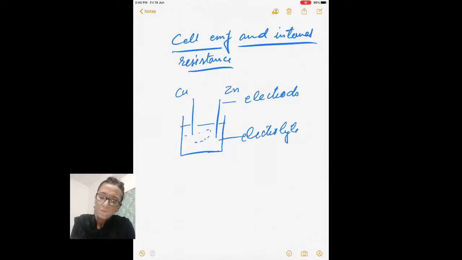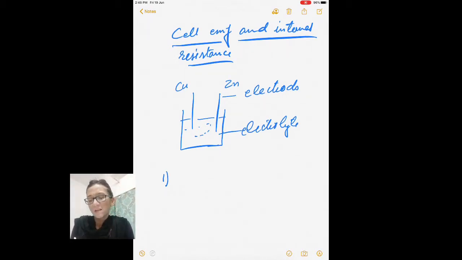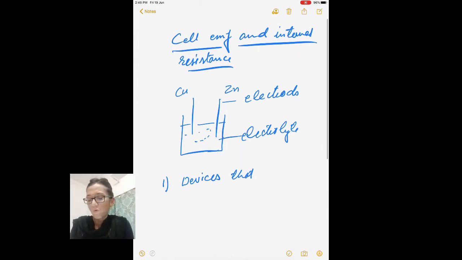Now, these electrodes and electrolyte transfer charges. So, let me first of all write all the points. These are the basic devices that provide steady current in an electric circuit.